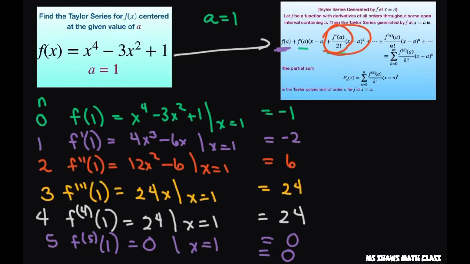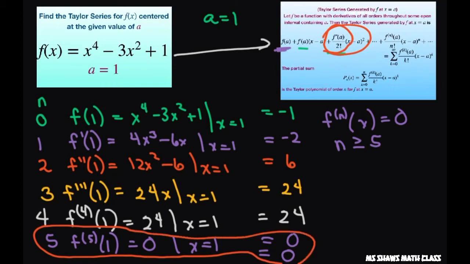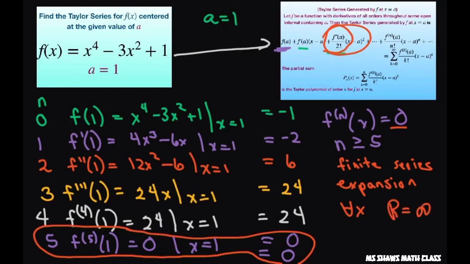So basically, our nth derivative at x equals 1 is going to be 0 for n greater than or equal to 5, starting here. So anything greater than or equal to 5 equals 0. So it's a finite series expansion. And that just means that all finite series converge for all x. And that means R is infinity, our radius of convergence.